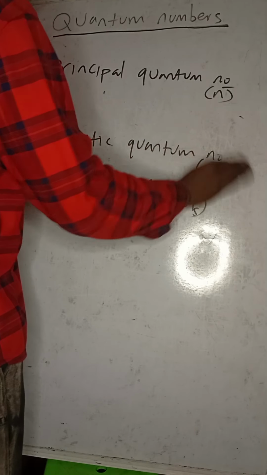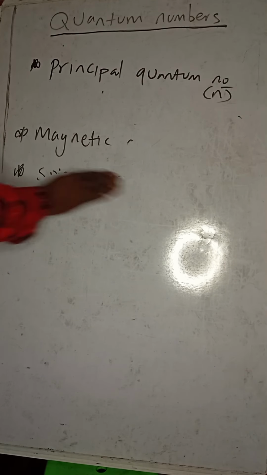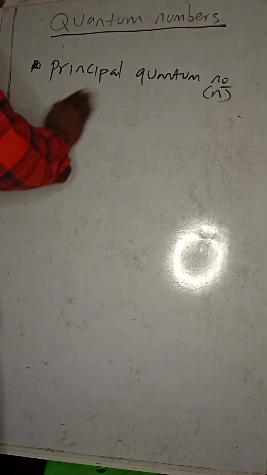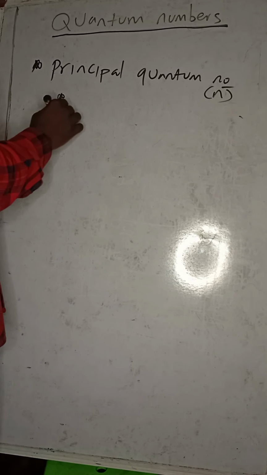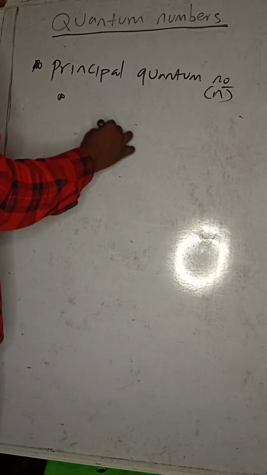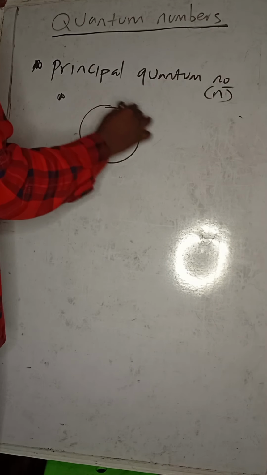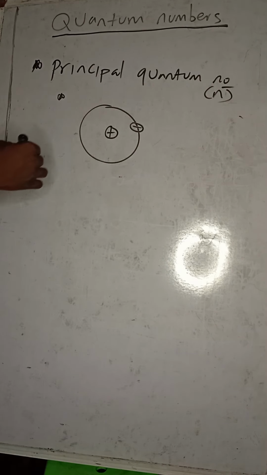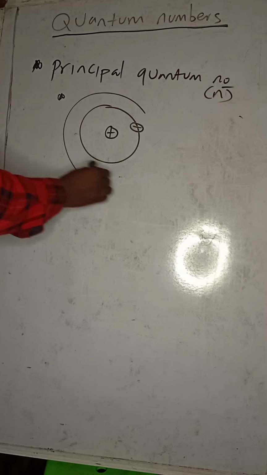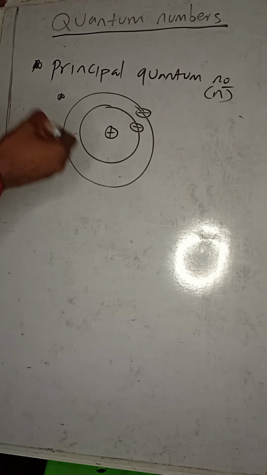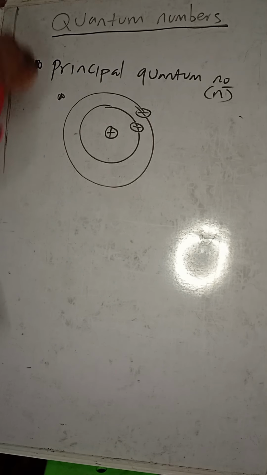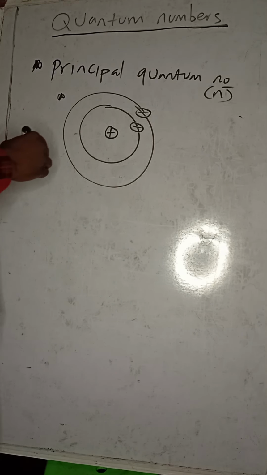Now, the principal quantum number tells us the energy level of every electron, or what we traditionally say, the type of shell that every electron belongs to. Each of these electrons is in a level called an energy level, or shell. So the principal quantum number tells us which shell, which orbit, they belong to.